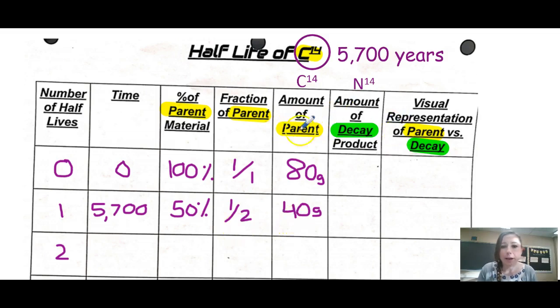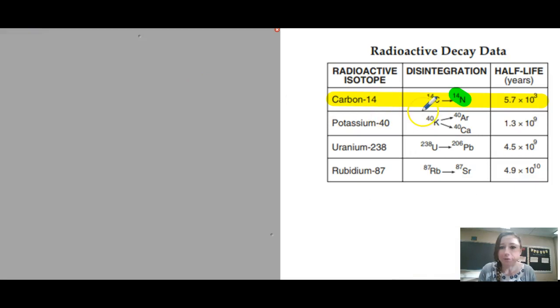Now, parent and decay. Parent is the original radioactive isotope. Decay is what it's changing into. So if we take a quick look back at the reference table, we see that the parent is carbon-14, the decay product is nitrogen-14.